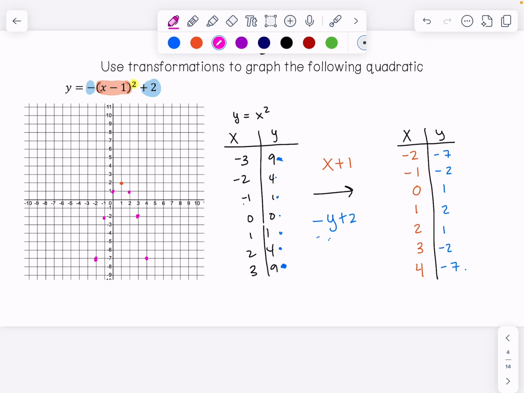And I already had that vertex. Notice that this is the coordinate that we had decided was the vertex earlier. And this does have that downward shape. So if I connect all of these, I'm going to have that negative parabola shape. So we can list our parent points, find our transformations, and then apply those transformations.